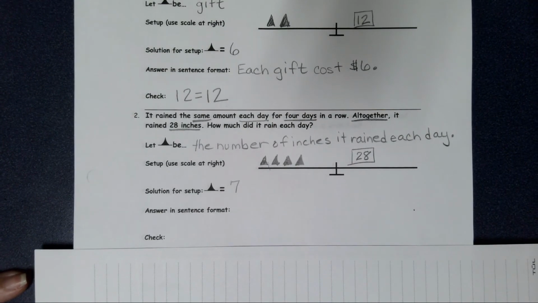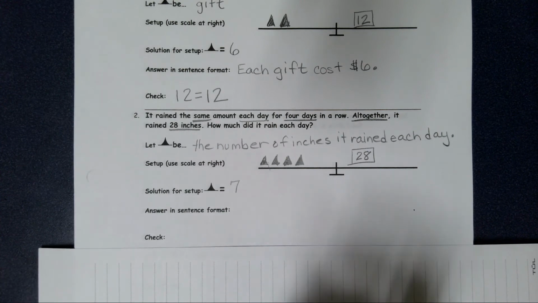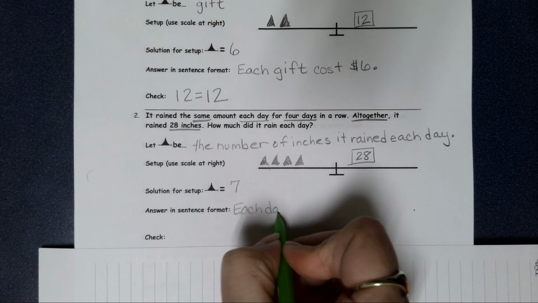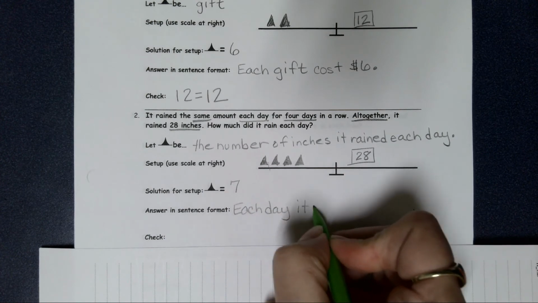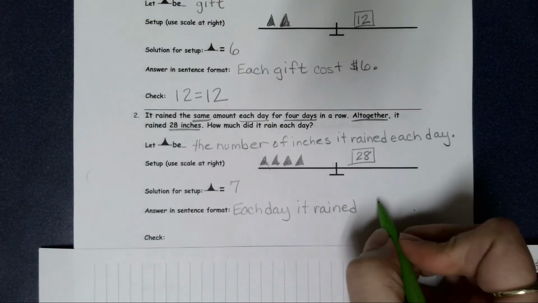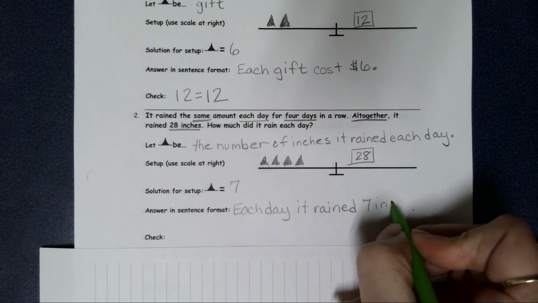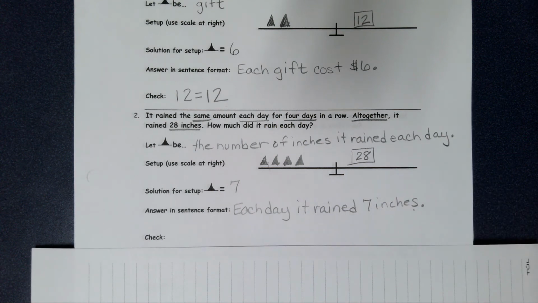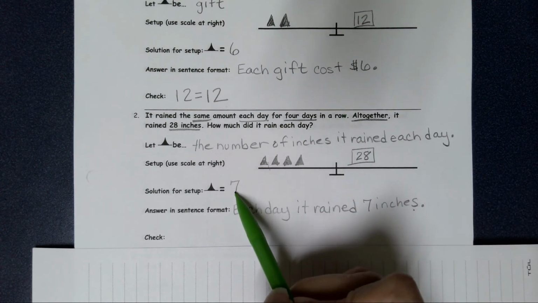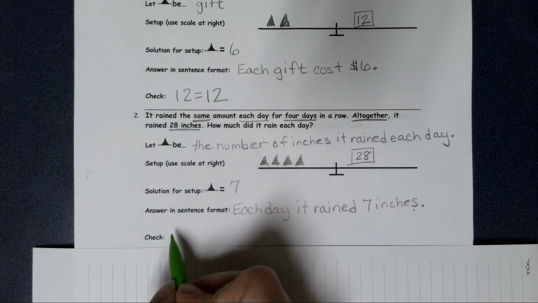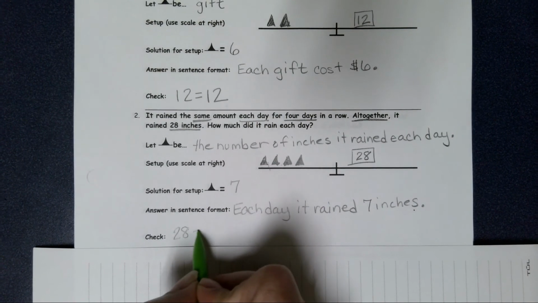We're going to put our answer in sentence format. So each day, it rained 7 inches. So let's do our check. We plug in 7 for each pawn. 7, 14, 21, 28. Our check is 28 equals 28. That is a check.